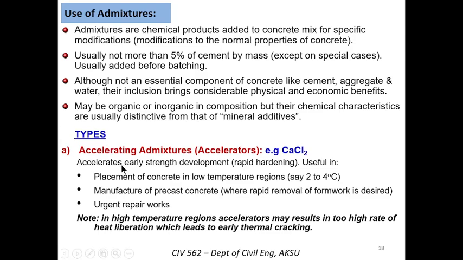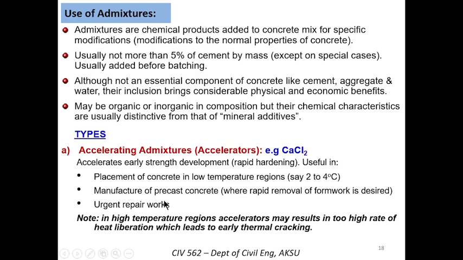Types of admixture: we have accelerating admixture, for example calcium chloride. Accelerating admixtures accelerate early strength development in concrete, so they cause rapid hardening. They are useful when you're placing concrete in low temperature regions. We have places where temperature could be as low as 2 to 4 degrees Celsius, so you can use accelerating admixture to increase the rate of hydration in that place.